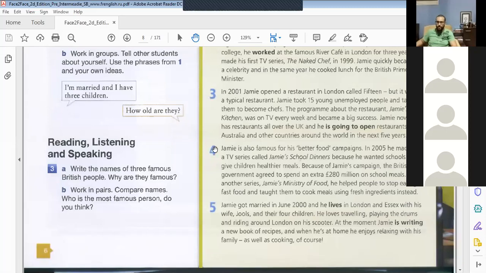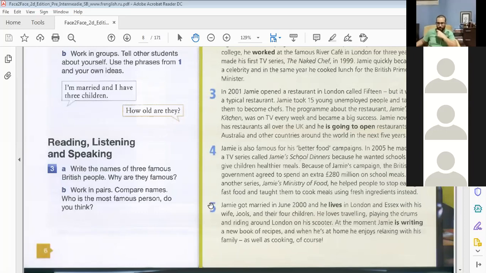Jamie is also famous for his Better Food campaigns. In 2005, he made a TV series called Jamie's School Dinners because he wanted schools to give children healthier meals. Because of Jamie's campaign, the British government agreed to spend an extra £280 million on school meals. In another series, Jamie's Ministry of Food, he helped people to stop eating fast food and taught them to cook meals using fresh ingredients instead.